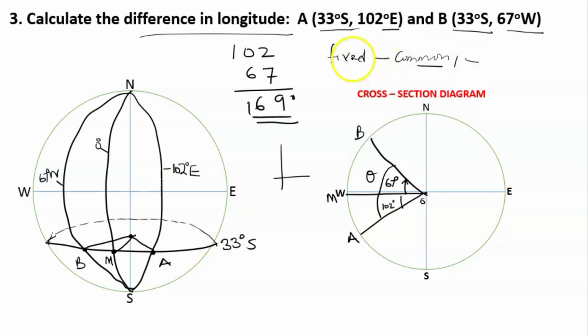Depending on what is here. So that's what I mean when I say fixed. Now in this case, you see that the latitude is fixed. It's just 33 for point A. It's also 33 in point B.